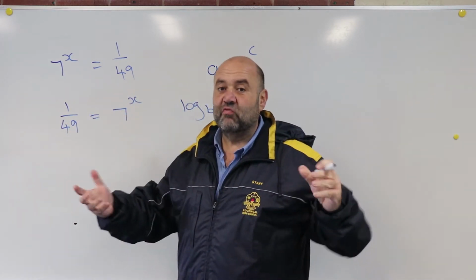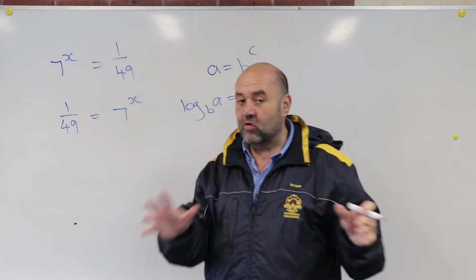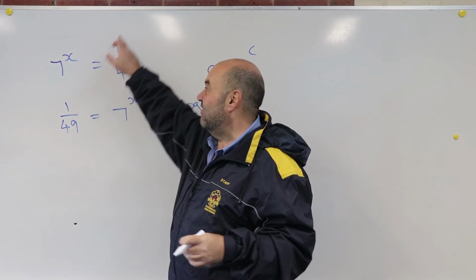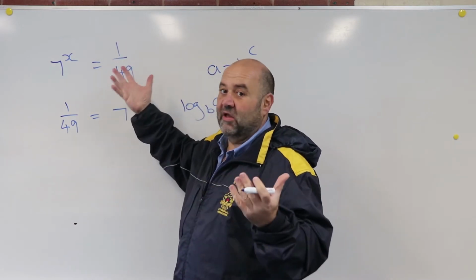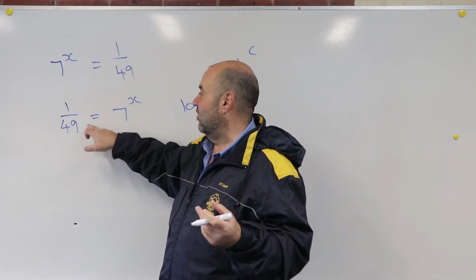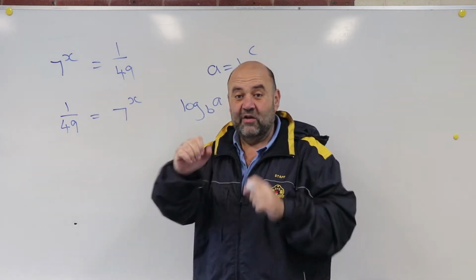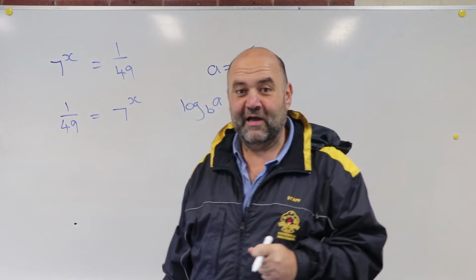So all I did was just rewrite the equation the other way around. That's all I've done. Right? 7 to the power of x is exactly the same as 1 over 49. It's exactly the same thing as saying 1 over 49 is exactly the same as 7 to the power of x.